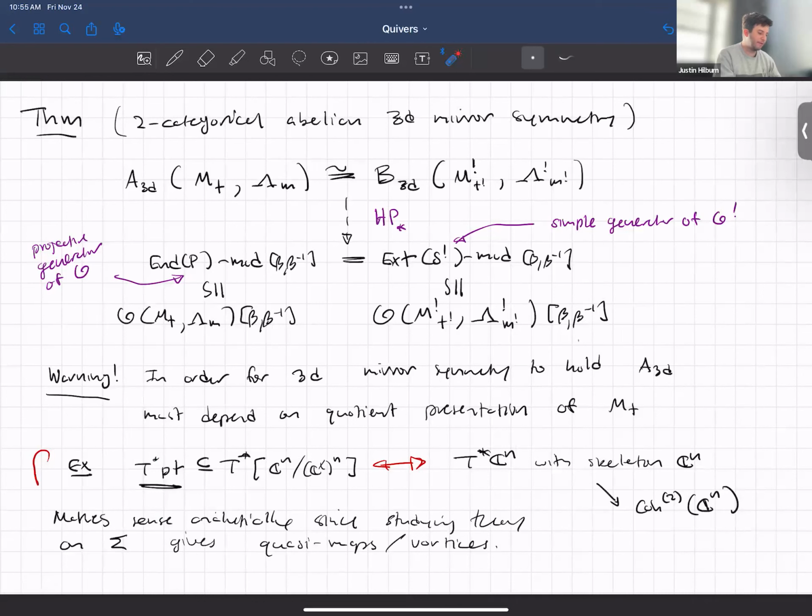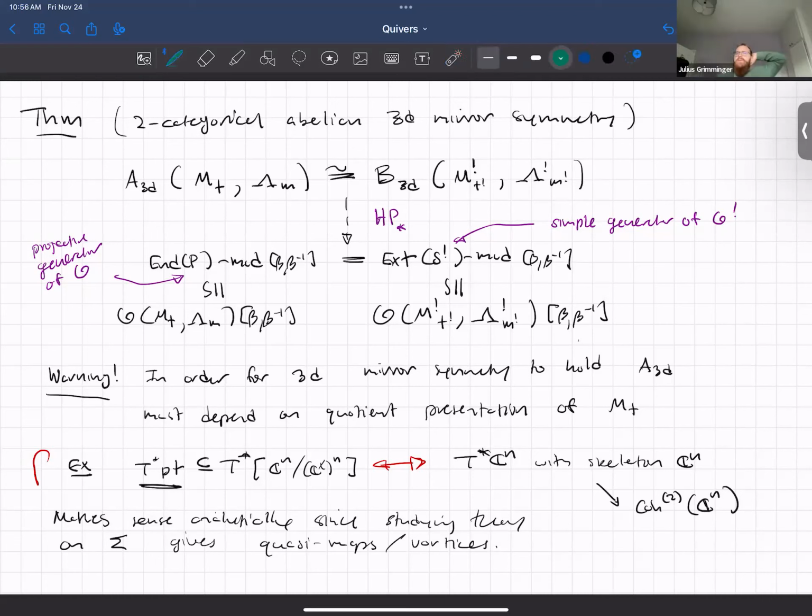And the formulation of the 2 categorical abelian 3D mirror symmetry that I want to take is that the 2 category associated to my hypertoric variety with a skeleton determined by this attracting set is going to be mirror to the B type 2 category for the Gale dual hypertoric variety with the Gale dual attracting set. So that's going to be the formulation.